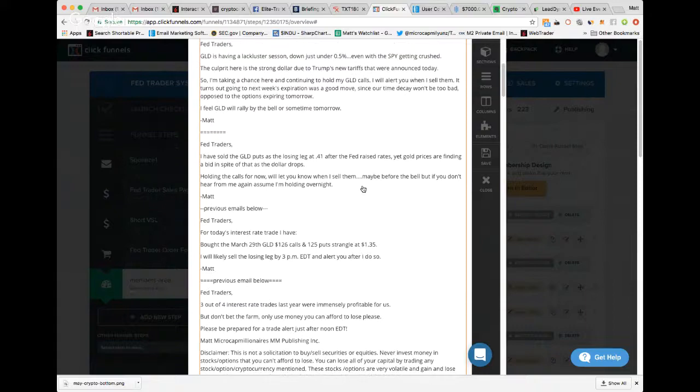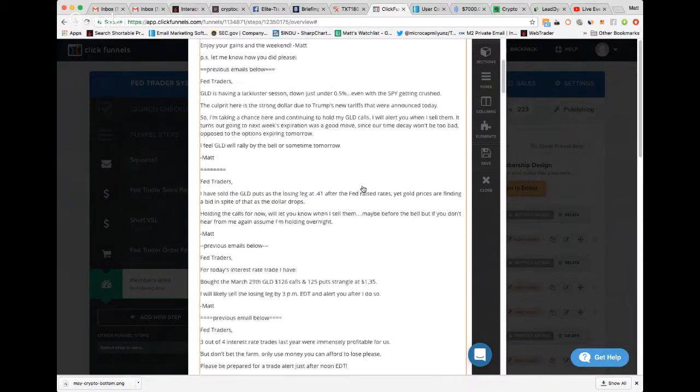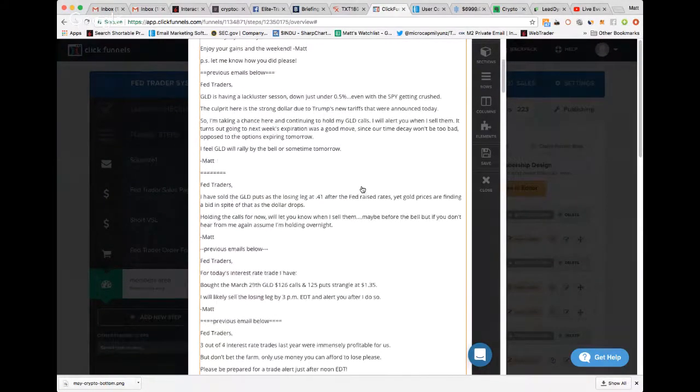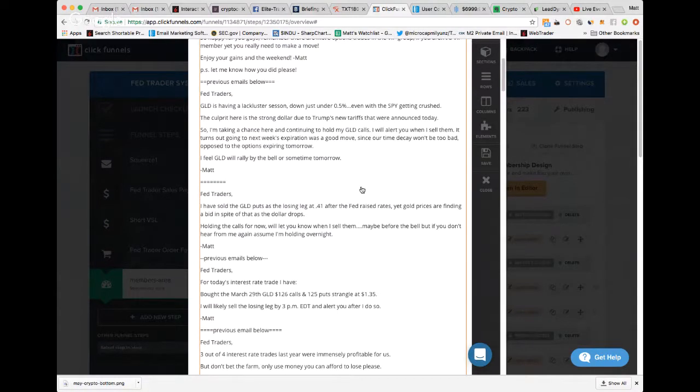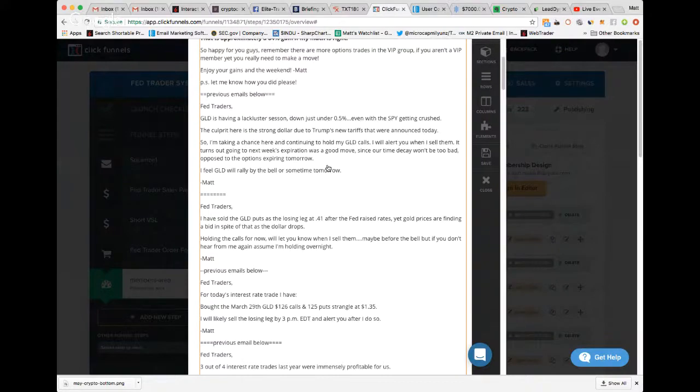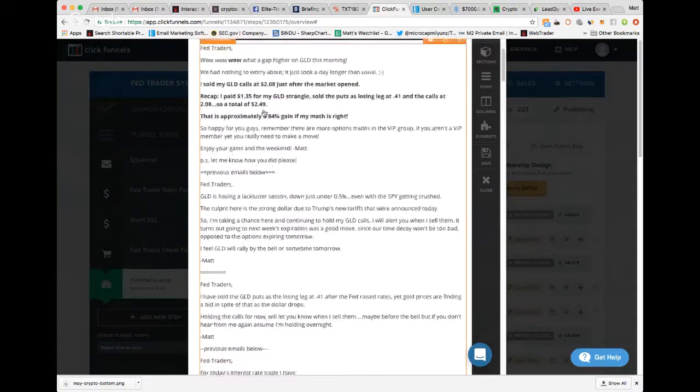So what happened next, I'm recalling from memory, is that the next day gold didn't do much. I'm usually out of these trades totally within 24 hours. But gold didn't really do much the next day, even though I was still holding the calls. So I went ahead and held them into the next day, which was a Friday. This is the last email here, where I closed out the trades.